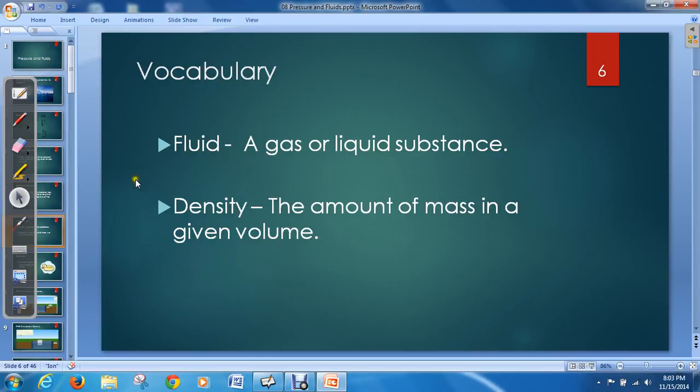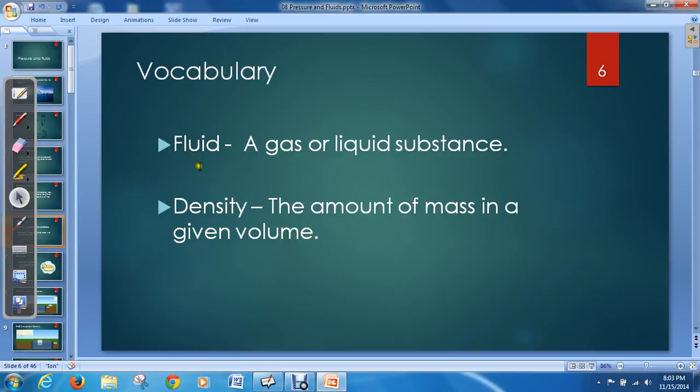Some vocabulary you should know. A fluid is a gas or liquid substance. Most of the time when we say fluid, people think of a liquid like water or juice or milk. Those are all fluids, which is true. But we forget that gas counts as a fluid as well. So air counts as a fluid, hydrogen, helium, any of the gases, oxygen, carbon, they all count as fluids as well. This is important to note because when we talk about buoyancy, it counts for all fluids, all gases, all liquids.